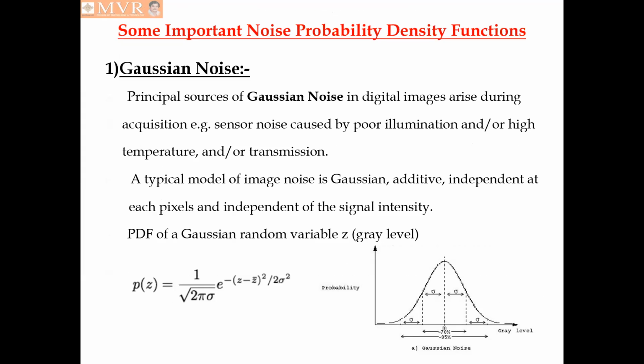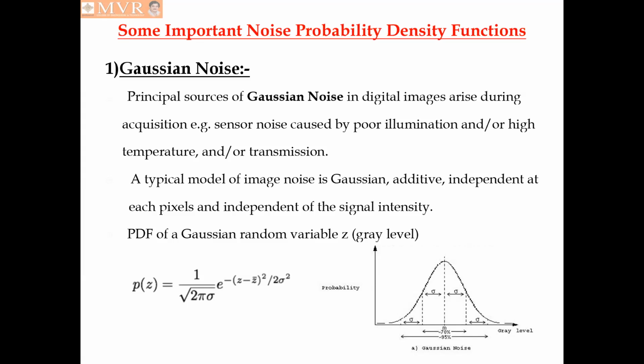Some important noise probability density functions we will see. The first noise probability density function is Gaussian noise. Here you can see the probability density function of a Gaussian noise. Gaussian noise means the noise has a probability density curve similar to the Gaussian probability density curve. If the probability density curve of the noise is similar to the Gaussian probability density function curve, then the noise is known as Gaussian noise.